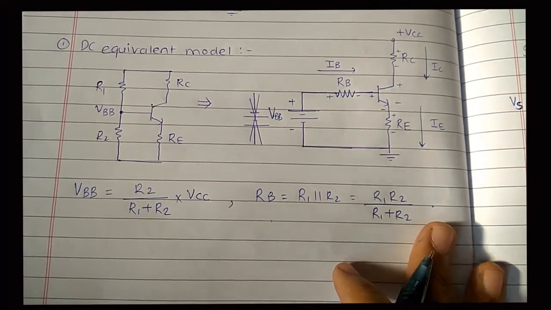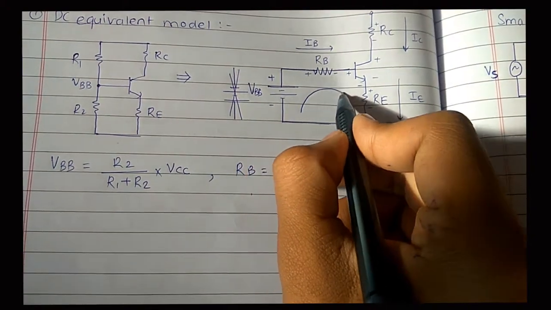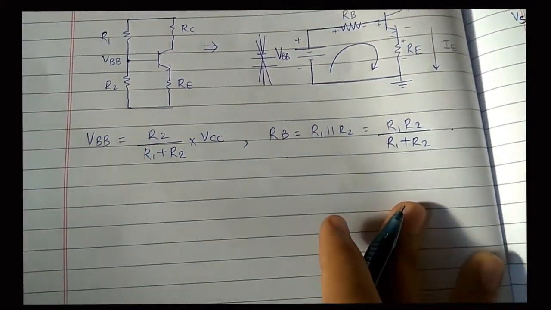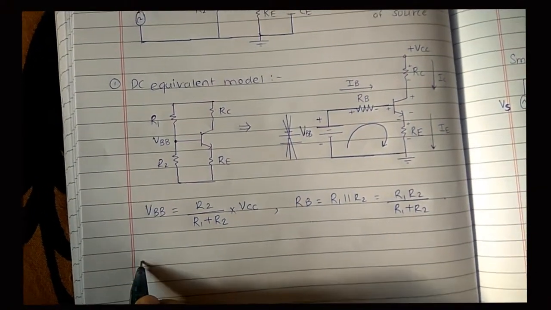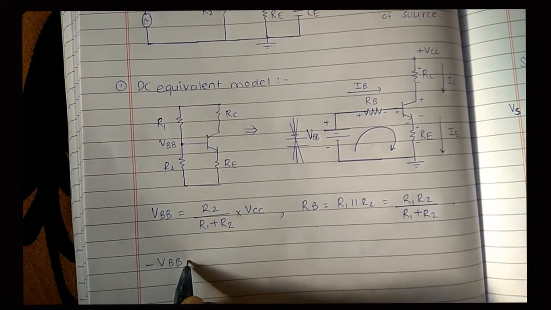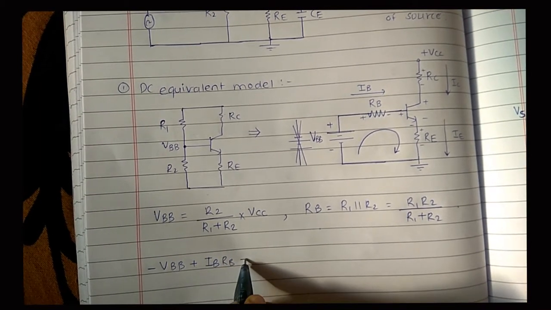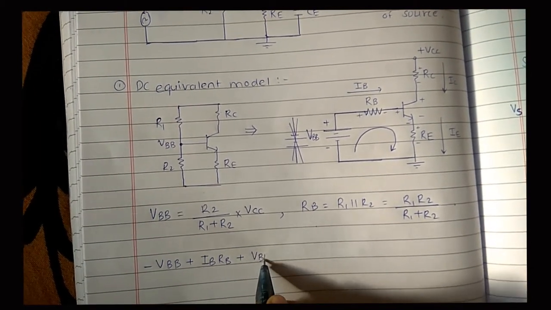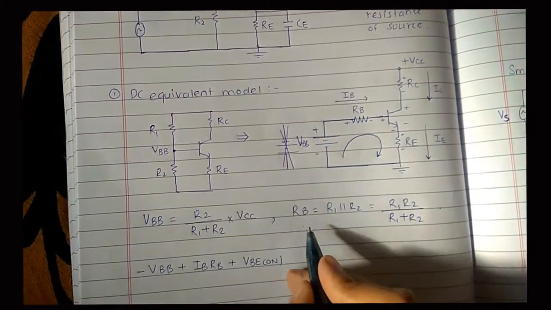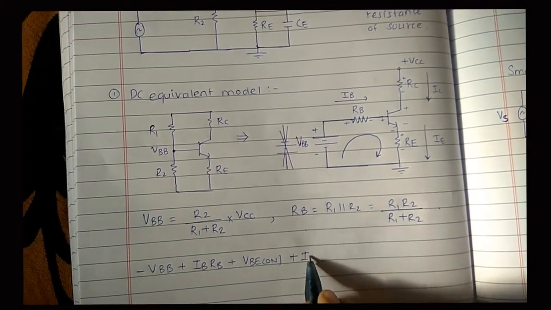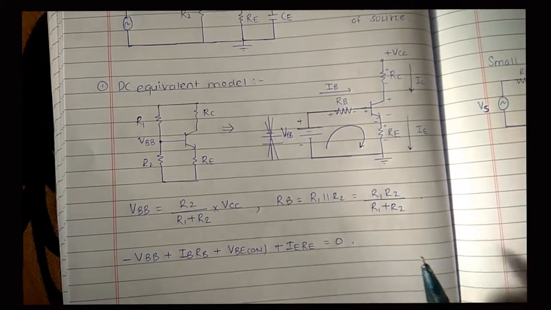So now we will just apply the KVL in the inner loop. That will give us: minus VBB plus IB RB plus VBE on, here that VBE on exists, plus IE RE, and that equals 0.